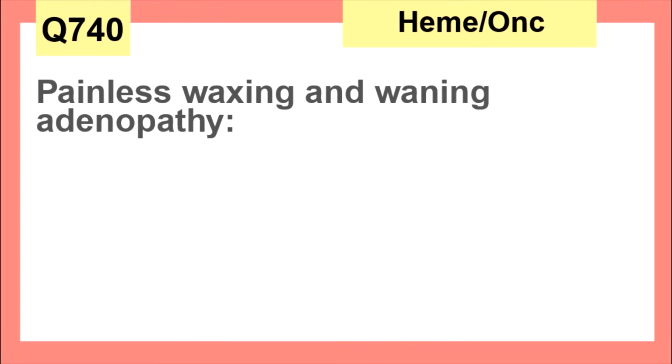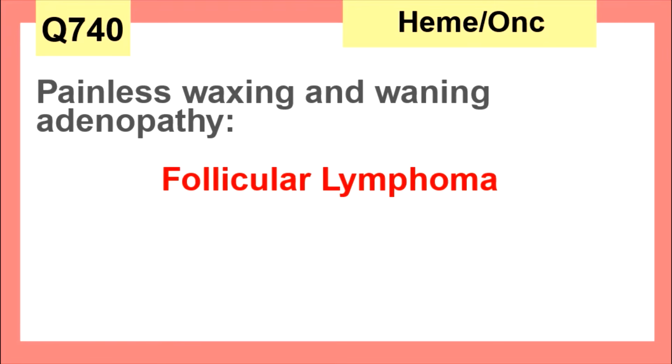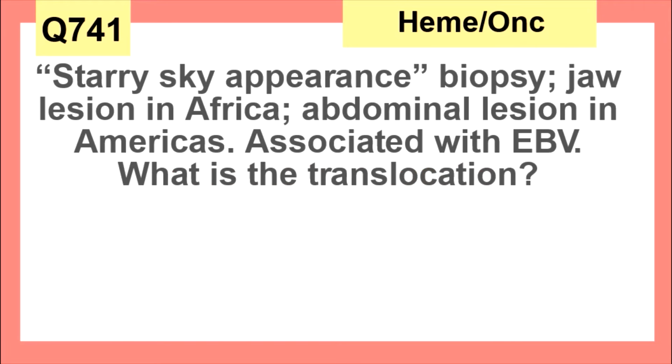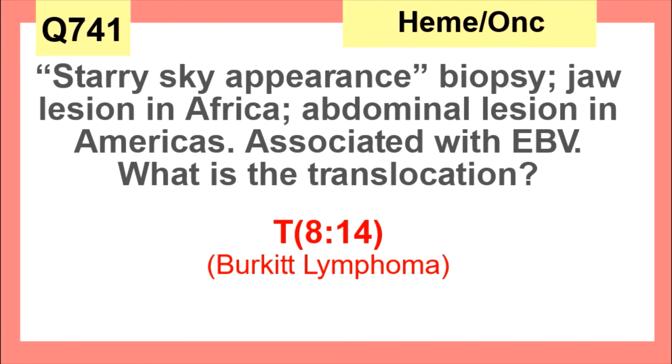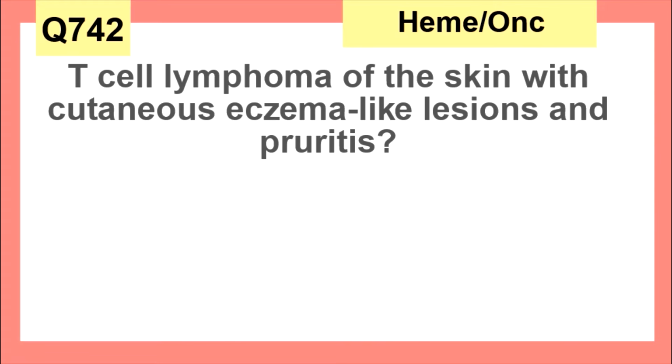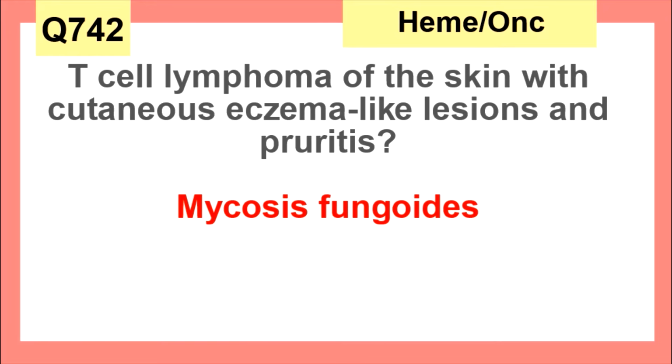Let's talk about this condition. Painless waxing and waning adenopathy is seen in follicular lymphoma. Starry sky appearance on biopsy, jaw lesion in Africa, abdominal lesion in the Americas, associated with EBV. What is the translocation? That's Burkitt lymphoma, where we see a t(8;14) translocation. 742, T-cell lymphoma in the skin with cutaneous eczema-like lesions and pruritus. This is mycosis fungoides. Sometimes it really does not look pretty.